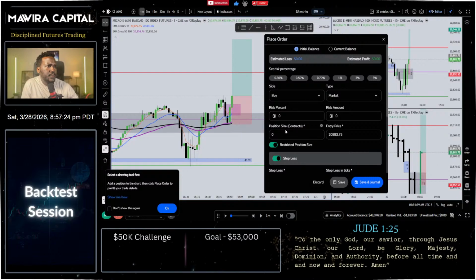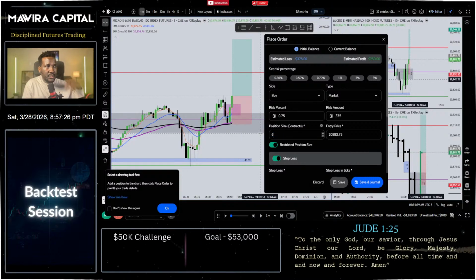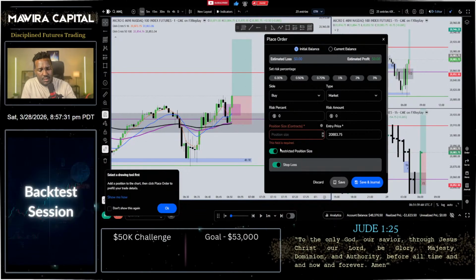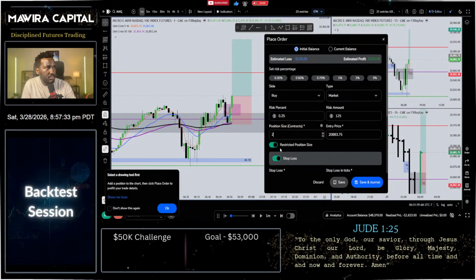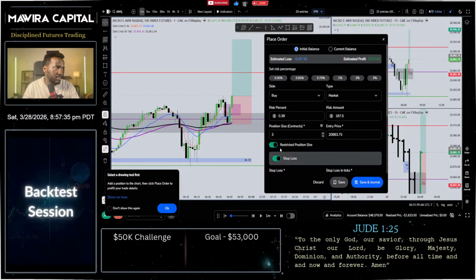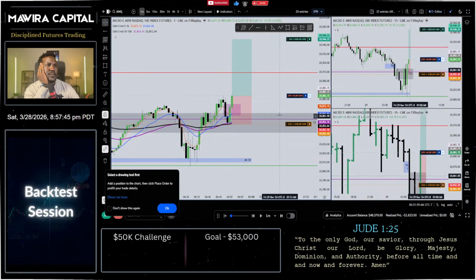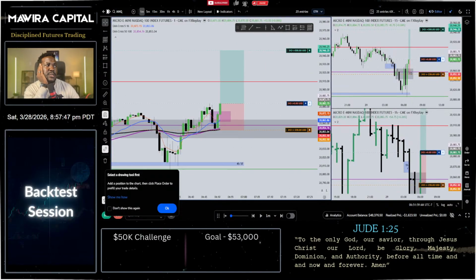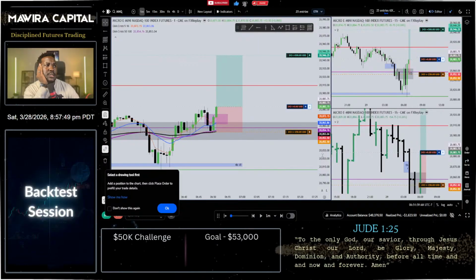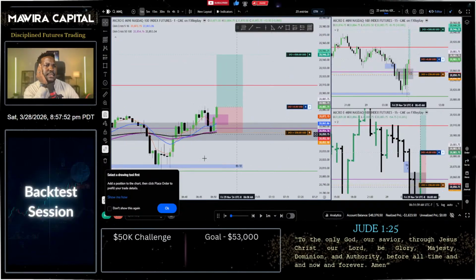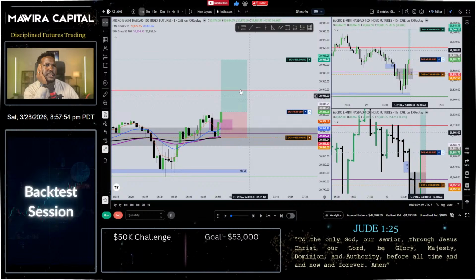So let's go see how much we risk here. 375, that's a lot. Our risk needs to be below 200. 187, so let's do 250, that's okay. And we have 4 contracts. All right, let's see if we have a trade here or not, or we get smoked. And this is the last one, and then I'm done.